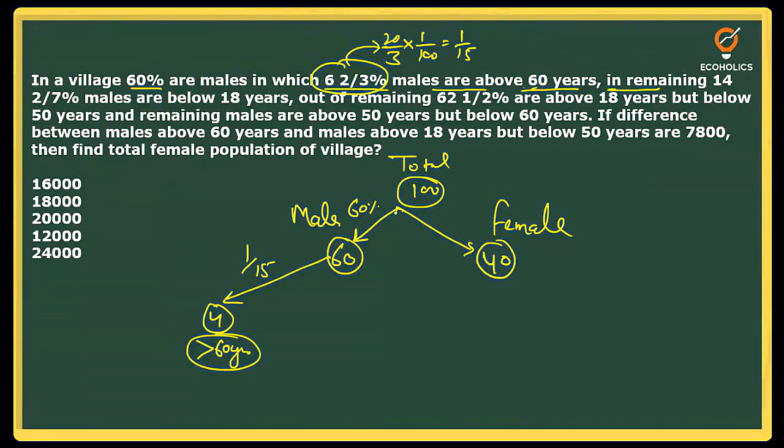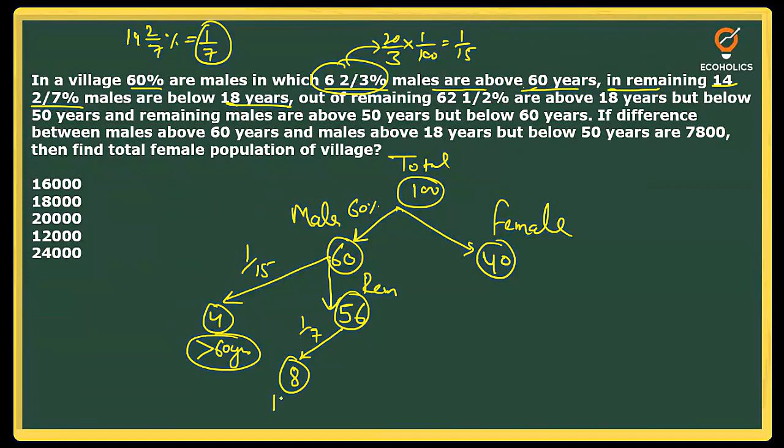In the remaining, so what are the remaining, guys? 56 are remaining. So in the remaining, 14 2/7%, guys, 14 2/7 is 1/7. So what will be 1/7 of this? That is 8. So these 8 are below 18 years. So these are less than 18.